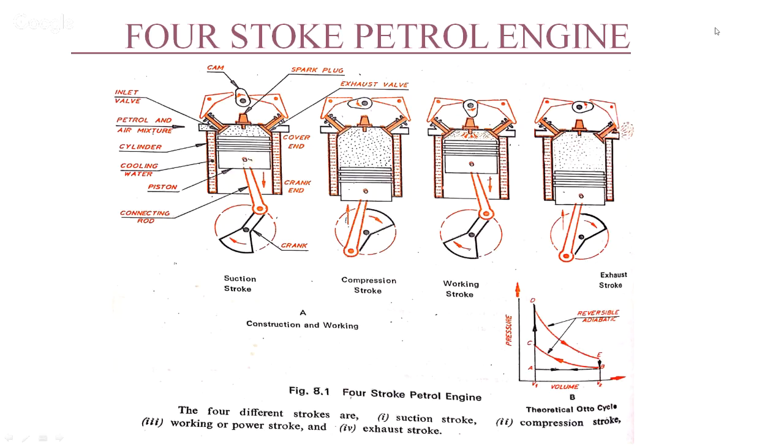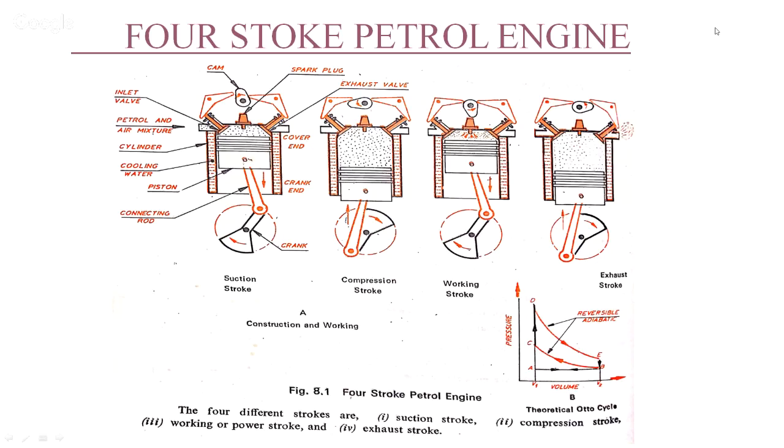Now I will explain very slowly about this four-stroke petrol engine. First of all, let us understand the construction of the four-stroke petrol engine. It consists of a cylinder, and the top of the cylinder, the cylinder cover, is fitted with an airtight gasket. The cylinder head accommodates two valves: one is the inlet valve and the other is the outlet valve. At the center of the inlet and outlet valves, there is one ignition device called the spark plug. Those two valves are opened and closed by means of a cam mechanism, and that cam is driven by the crankshaft.